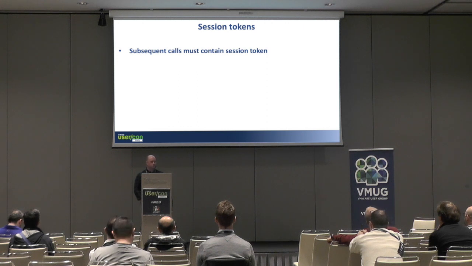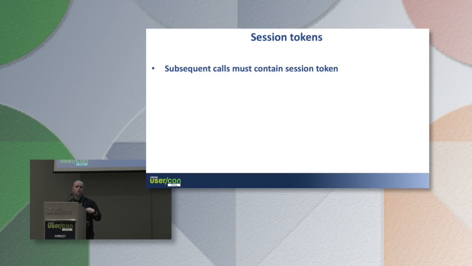Subsequent calls must contain session tokens. So your first call would be to authenticate and exchange your authenticated credentials for a session token. Then when you're making subsequent calls, you don't have to put your credentials in. You can use a session token every time. It must be contained within the header of the call.